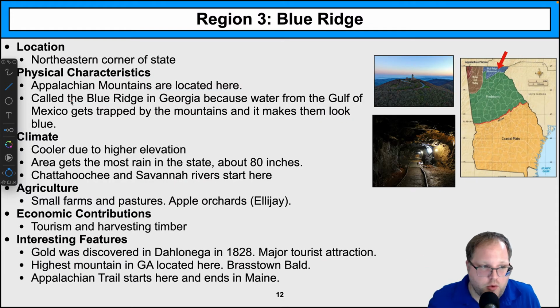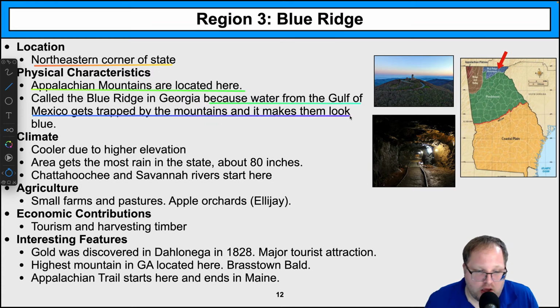Region 3, the Blue Ridge. Now, the Blue Ridge region is located in the northeastern corner of the state, which you will see on the map right here. The Blue Ridge region, of course, is going to be mountainous because the Blue Ridge Mountains are part of the Appalachian Mountain chain, right? And we need to know why the Blue Ridge Mountains are called the Blue Ridge Mountains. It's because in Georgia, the water from the Gulf of Mexico that is evaporated gets trapped up in the mountains, and from a distance, you can see, even in this photo right here, that the mountain range appears to be blue.